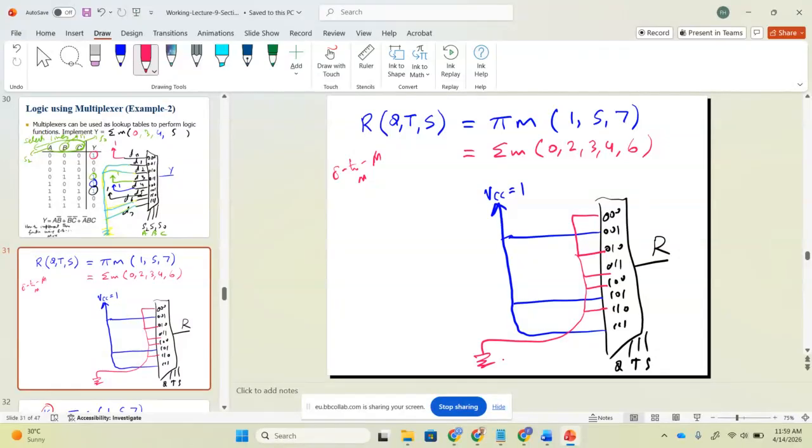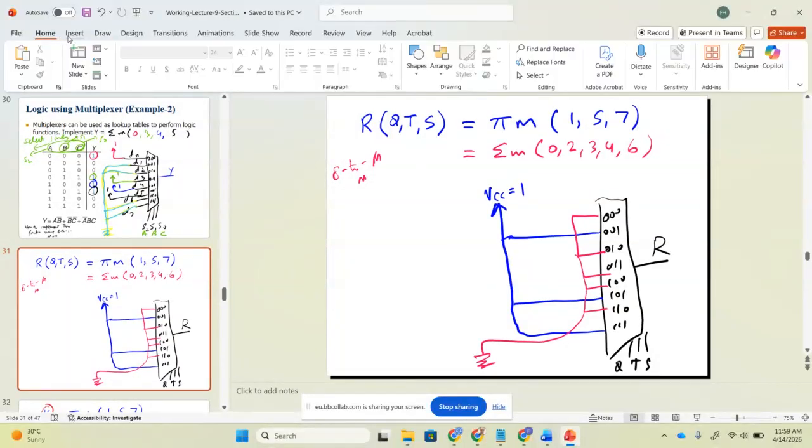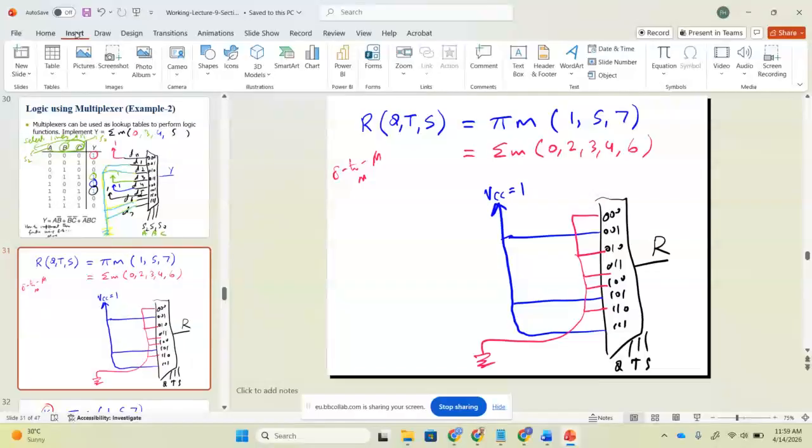Any question? Clear or not? Why is it the opposite? Why? Because pi m, we are counting zeros. Oh, no, there's a thing. Very good. Very good. You nailed it. It means you are the only one who is... Yes, you're the only one.